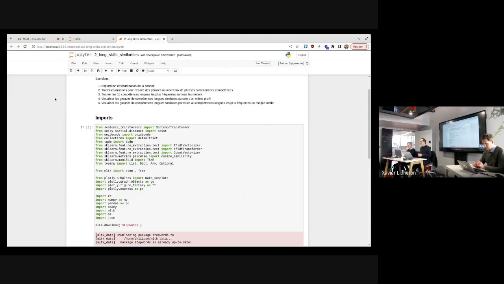Then once you have done this, you could do task number 3, which is to find the top 10 skills that you just extracted, these long skills. Find the most frequent ones that appear in this data set.